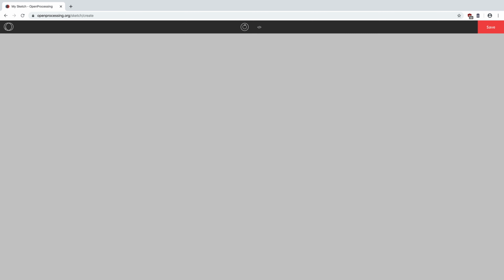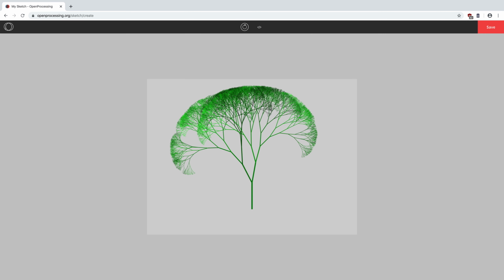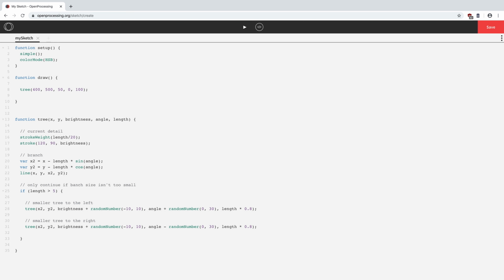Let's run it again. Yeah, that's interesting there as well. I like it. It really creates a nice texture, doesn't it? What do we do when we've got lots of detail and it's becoming saturated? We use translucency. We've done that lots of times before. So let's make the branches a little bit translucent.